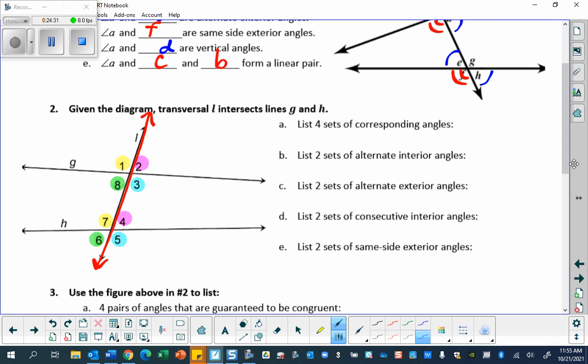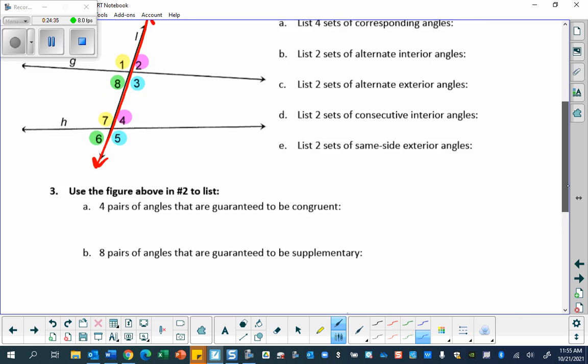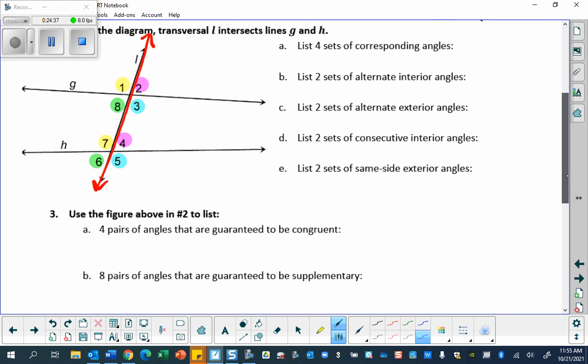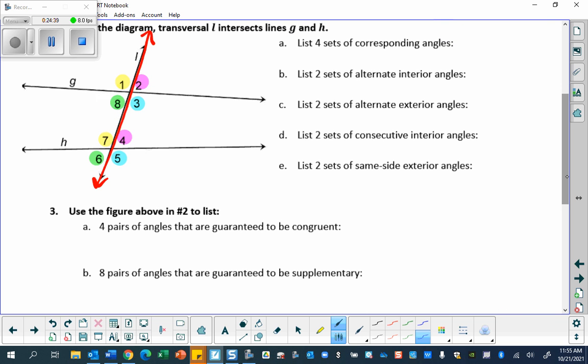Hey, I love this next question. 4 pairs of angles that are guaranteed to be congruent. If you don't know the lines are parallel, you have to stay within the family. So if you don't know the lines are parallel, the only things that are guaranteed to be congruent are your vertical angles. 1 and 3, 2 and 8. The only thing that's guaranteed to be congruent are your vertical angles. 7 and 5, 4 and 6.